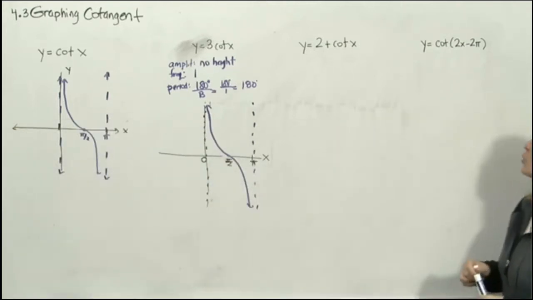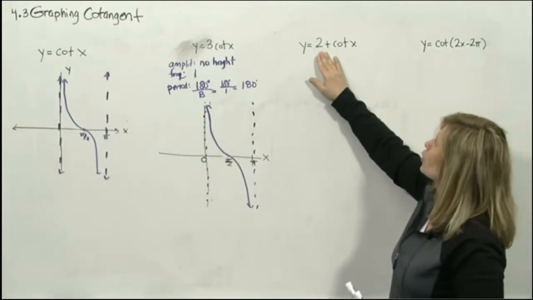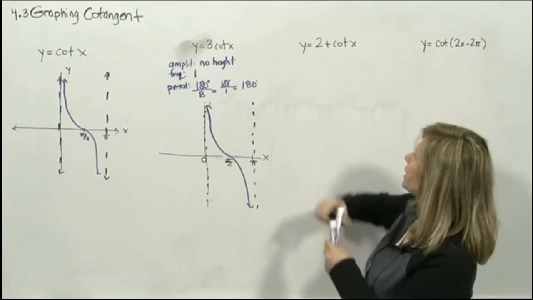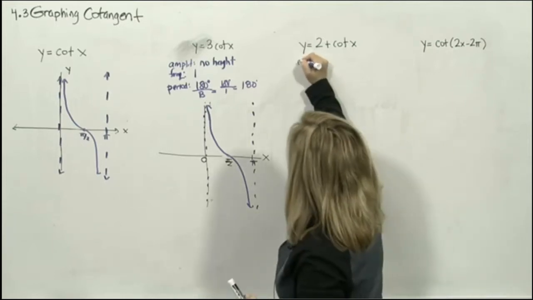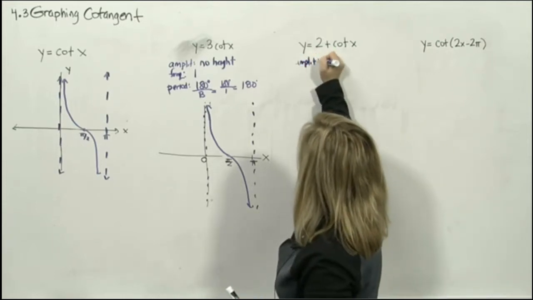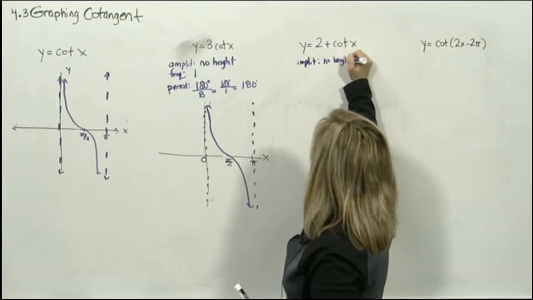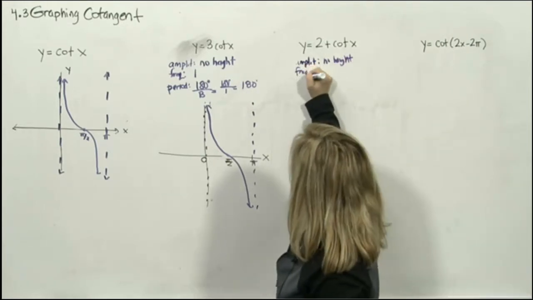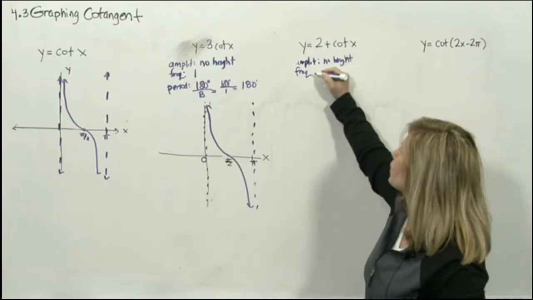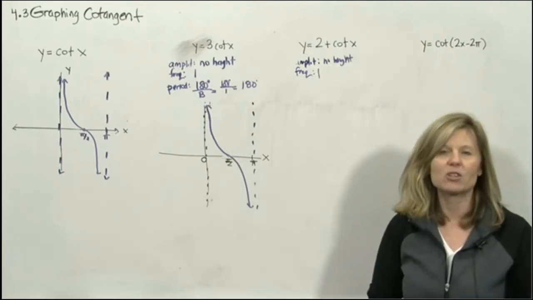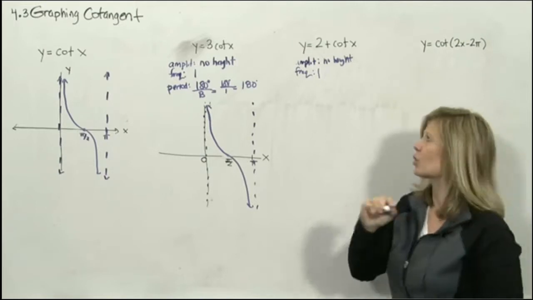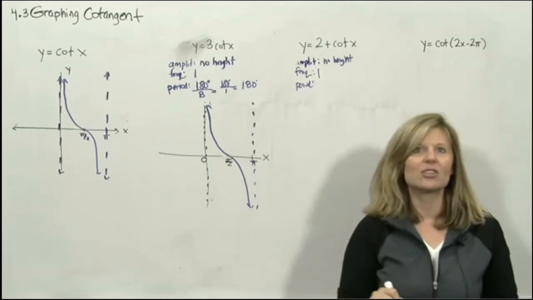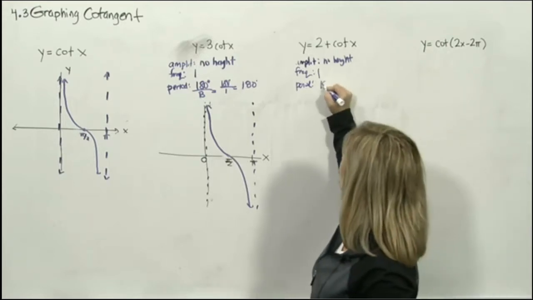Okay, let's look at our next one. Y equals 2 plus cotangent x. All right? So when I ask you for the amplitude, what are y'all going to say for amplitude of cotangent? Good job. No height. What is the frequency here? Well, it's in front of x. There's a coefficient of 1. So that means our frequency is 1. I'm going to draw one cotangent graph. What is my period? My period for cotangent is 180 divided by 1, which is still 180.